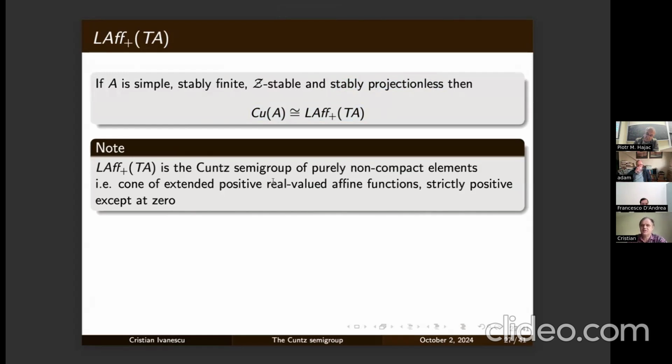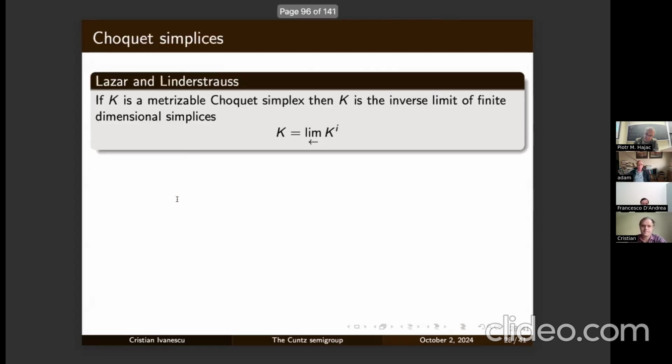It is the extended real valued, so this lower semi-continuous function can take a plus infinity value, strictly positive except at 0. So at 0, they have to be 0.